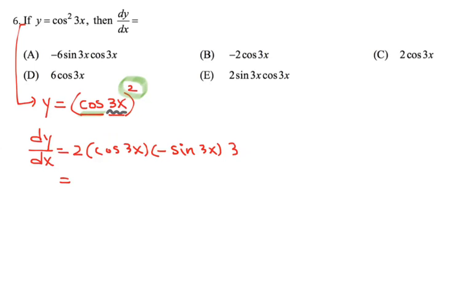Then this one simplifies into 2, negative, and 3, so therefore negative 6, and sine of 3x times cosine of 3x. And that seems to be choice A.